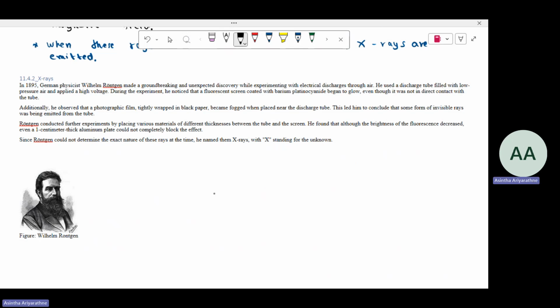So he discovered that some invisible rays were being emitted from the tube. He observed these invisible rays emitted from the tube, and we named them X-rays.